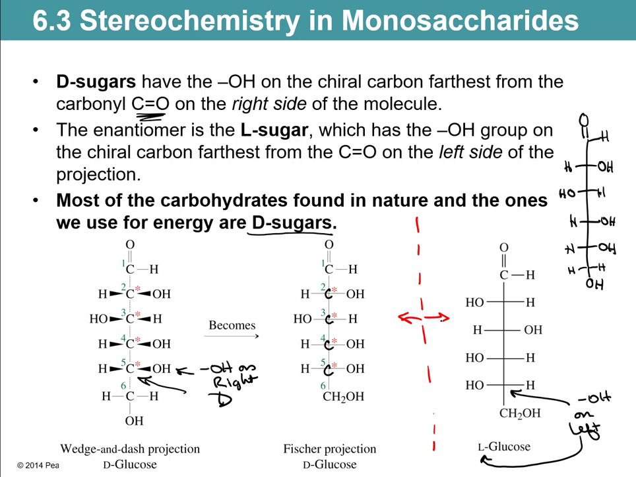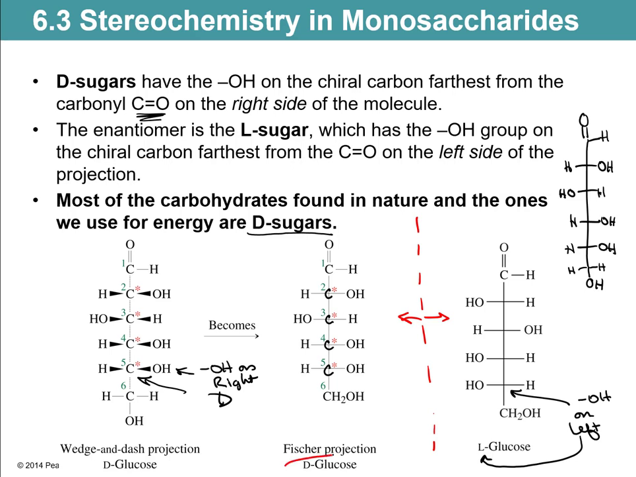The alcohol groups, the hydrogen groups, are on opposite sides for carbons 2, 3, 4, and 5, those chiral carbons. That is why the one in the middle is D-glucose. The one over on the right is called L-glucose.